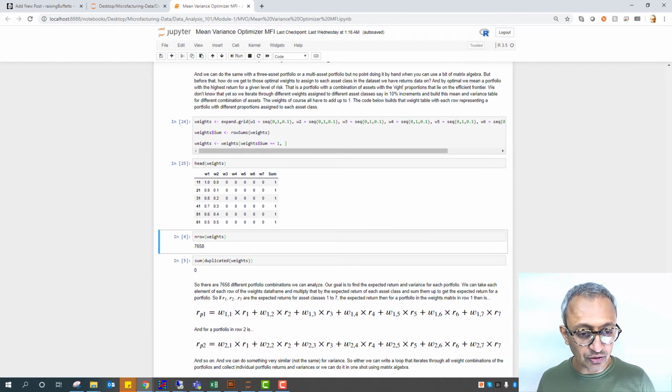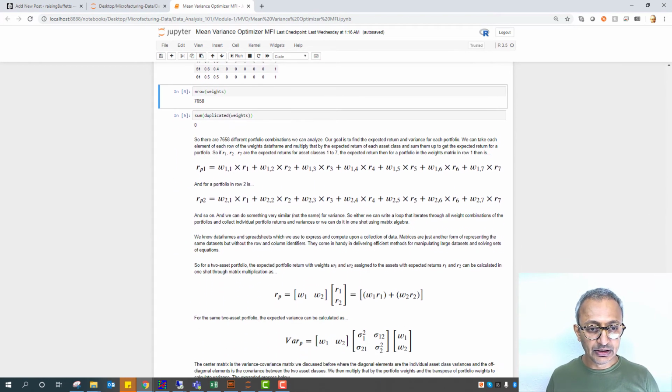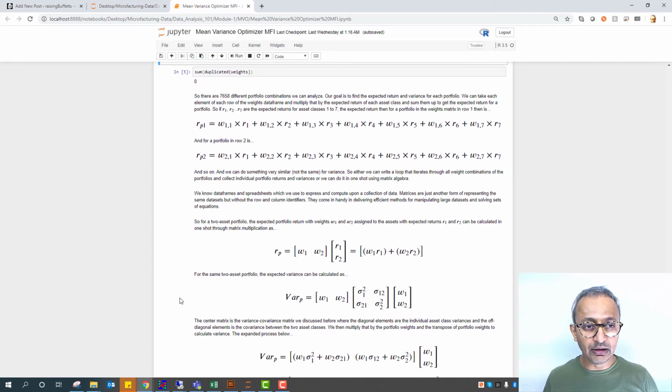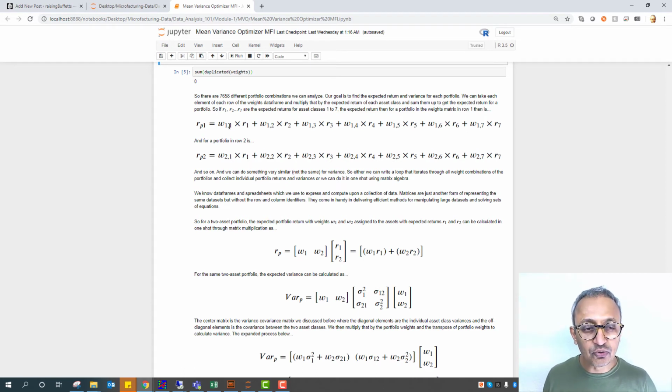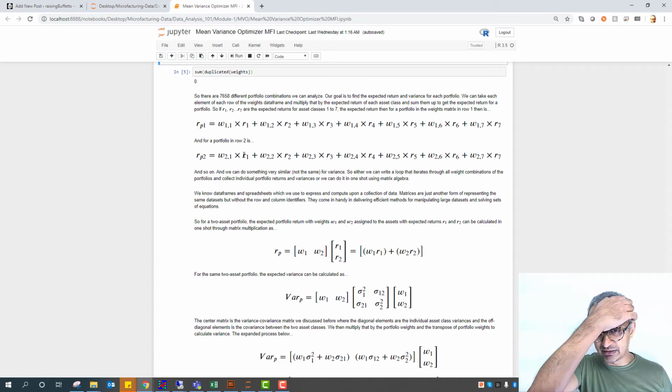So once we have those portfolios, for each of those portfolios you're going to calculate the mean return, right? W11, for example, is the weight assigned in portfolio 1 to asset class 1, and that's your return for that asset class. Then portfolio 1 asset class 2, portfolio 1 asset class 3. Similarly, you do that for portfolio 2 and so on, 7,658 times, right?